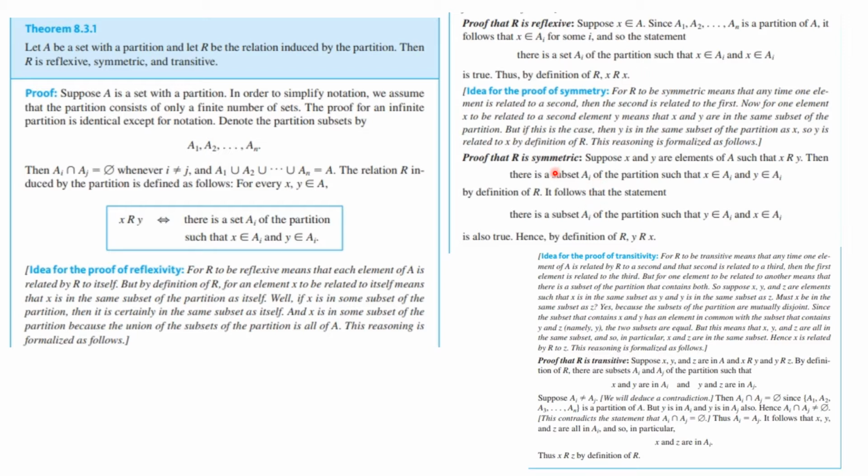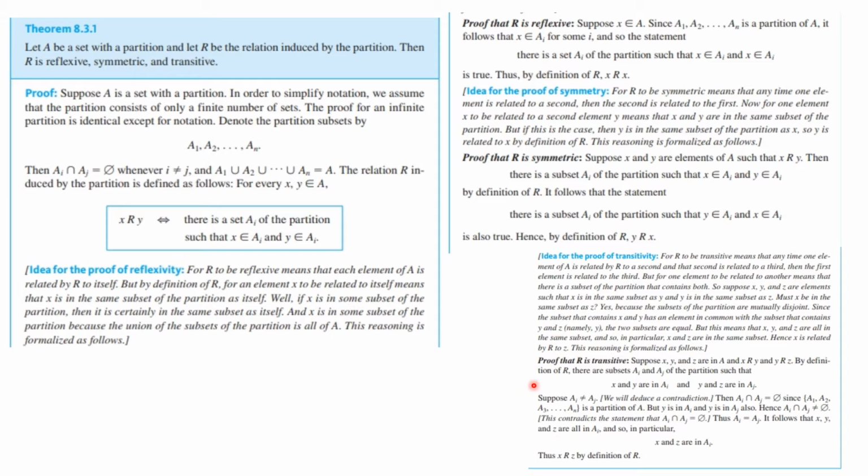Similarly, we'll go to symmetric. Suppose X and Y are elements of A, and X is related to Y. Well, that means there is a subset A_i of the partition such that X is in A_i and Y is in A_i. But that means that the same subset will have Y being in A_i and X being in A_i. So if we assume that X is related to Y, then Y is related to X.